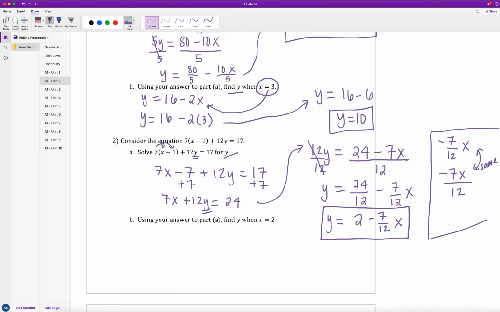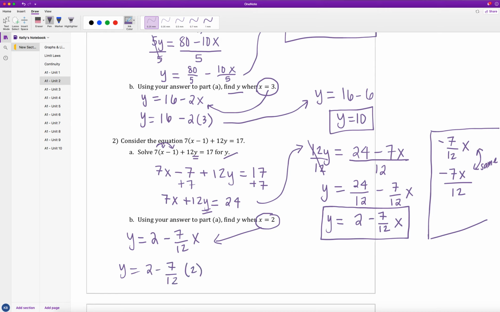Okay, part B. Why don't you guys do part B on your own first, and then we'll check it together. So part B says, using our answer to part A, so I'm going to go ahead and rewrite what our answer for y was, which is y equals 2 minus 7 over 12 times x. We want to find y when x equals 2. So that means I'm going to substitute my 2 in for x. So I get y equals 2 minus 7 over 12 times 2.